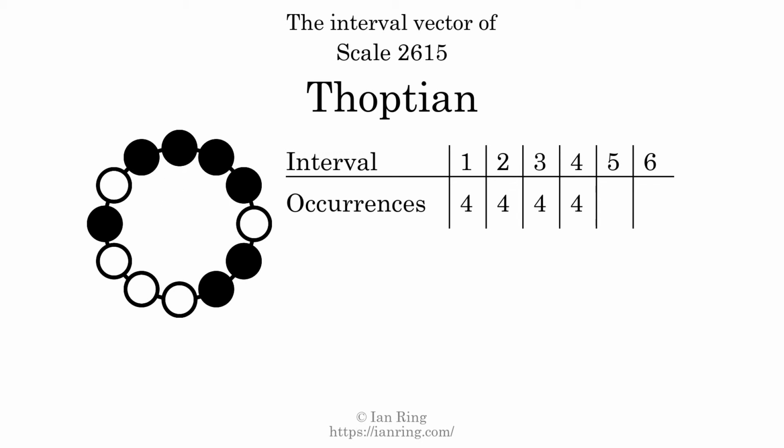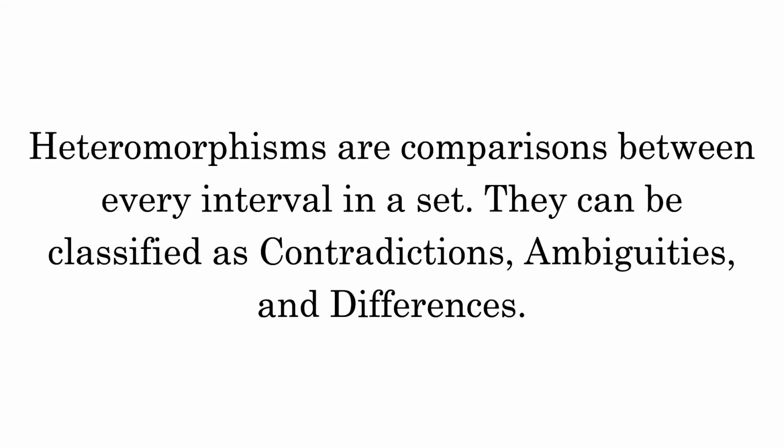There are four intervals with the size of four semitones. They are here, here, here, and here. There are four intervals with the size of five semitones. They are here, here, here, and here. There is one interval with the size of six semitones. It is here. Each interval does not appear in this scale a unique number of times, so this is not a deep scale.